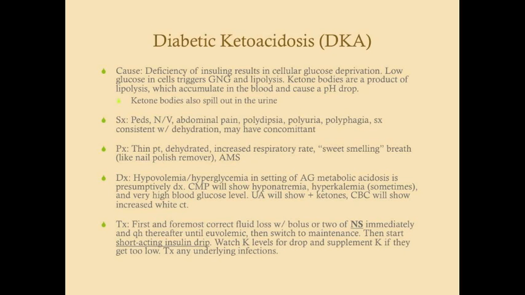Then what we can do is we can switch them to a short-acting insulin drip while we have them on maintenance fluids. We want to drop their glucose by approximately 100 points per hour. And at the same time, we want to watch the potassium levels because remember, as we're drawing in that sugar now, we're going to be drawing in potassium. So we want to supplement potassium if their potassium levels get too low. And of course, we want to treat any underlying infections. So that's just kind of the overall of how we treat DKA. We'll go into it more in depth when we talk about endocrine disorders.